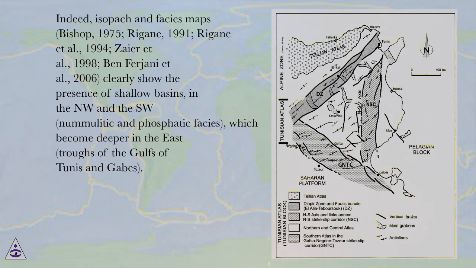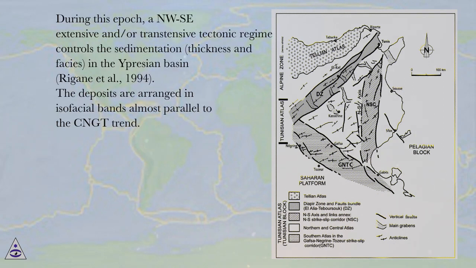Indeed, isopach and facies maps (Bishop, 1975; Riggin, 1991; Riggin et al., 1994; Sayer et al., 1998; Ben Ferjani et al., 2006) clearly show the presence of shallow basins in the NW and the SW, with nummulitic and phosphatic facies, which become deeper in the east, troughs of the Gulfs of Tunis and Gabes. During this epoch, a NW-SE extensive and/or transtensive tectonic regime controls the sedimentation, thickness and facies in the Frisian Basin (Riggin et al., 1994).